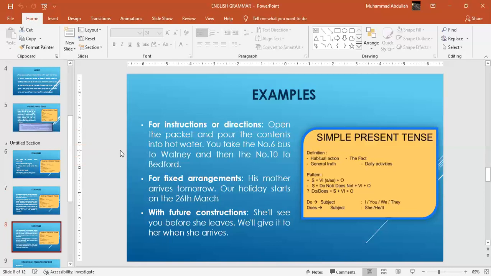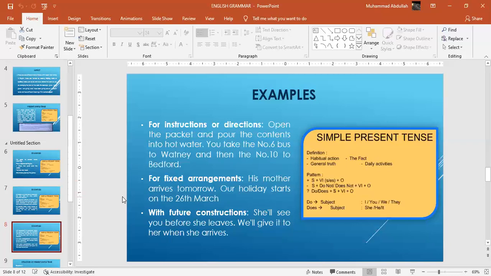With you, we use the first form of verb. You take the bus, and so on. Okay. Next category of actions which are included in present simple or indefinite tense. These are the fixed arrangements. His mother arrives tomorrow. Our holiday starts on the 26th March.